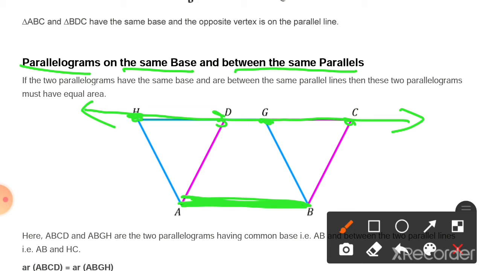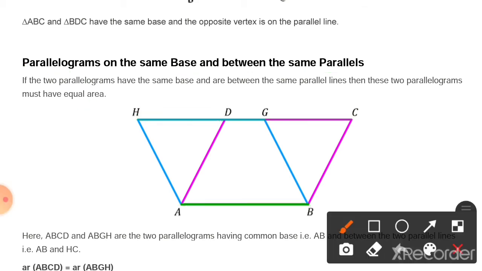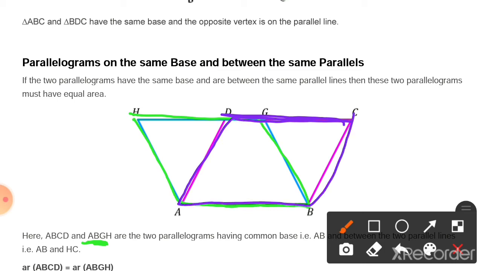students? So now which type of shapes do the figures create? See carefully here: that is one parallelogram, with four sides parallel to each other in pairs. The name of the shape is ABGH, and the second one is ABCD. So these two shapes are created on the same base and between the same parallel lines, correct?